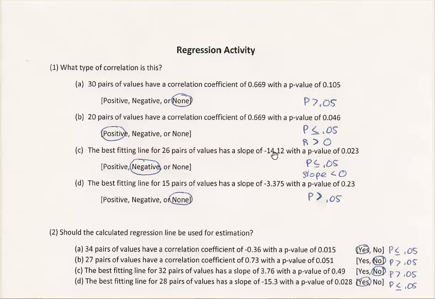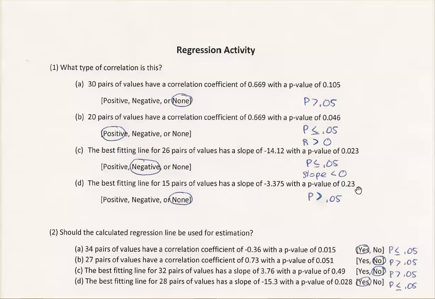So then we look at our slope in this case, which you can use. Before we were only dealing with R, which is our correlation coefficient. Slope will work the same way. So if our slope is negative, so slope is less than 0, then it's a negative slope. If our slope was positive here, so if it was just 14.12, then it would be positive.